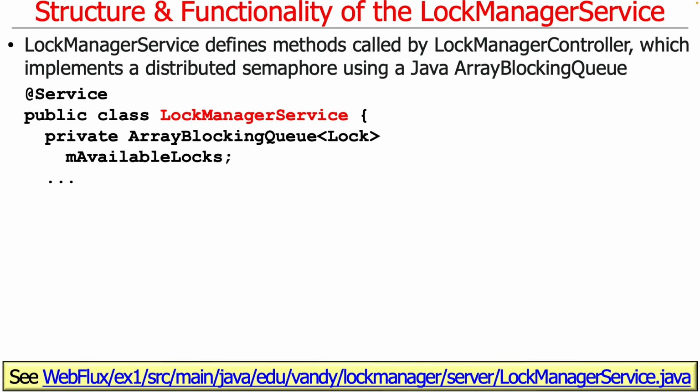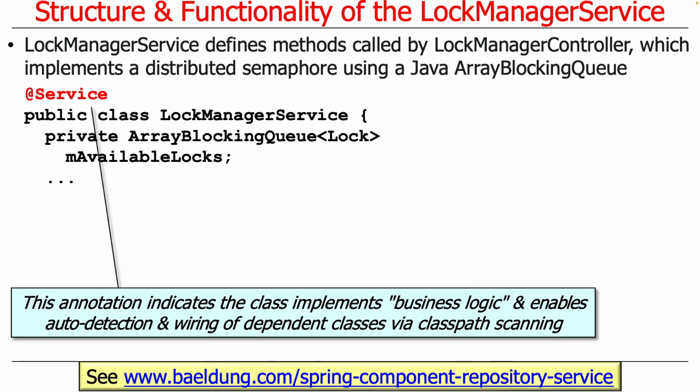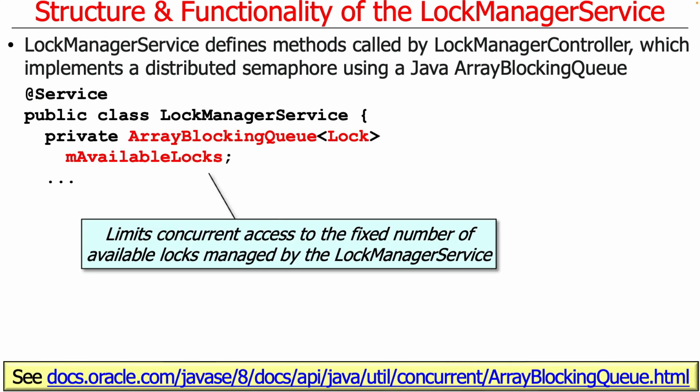So as you can see here, this is a service, like always, so it can be used in terms of auto detection and wiring of things. And we're going to define ourselves a local variable called mAvailableLocks, which is an array blocking queue. And we're going to have as many items in the array blocking queue as we have permits available with this semaphore, with this LockManager. And we'll see how that works out.